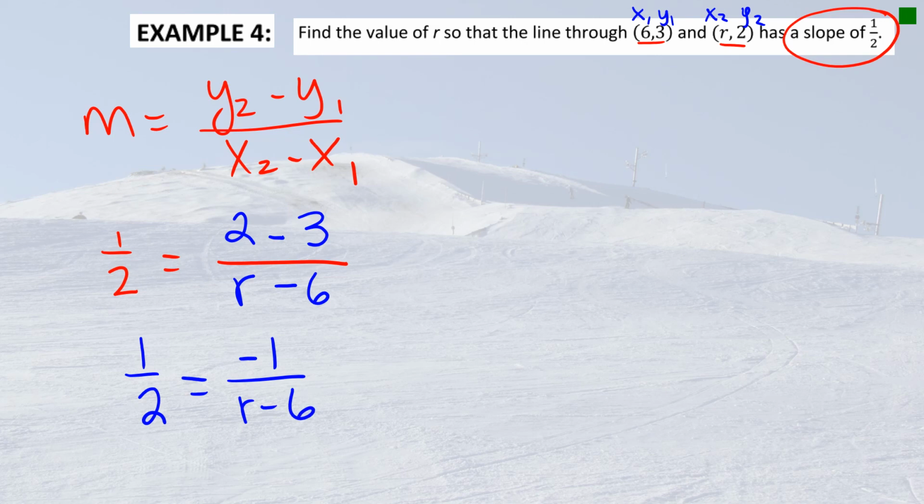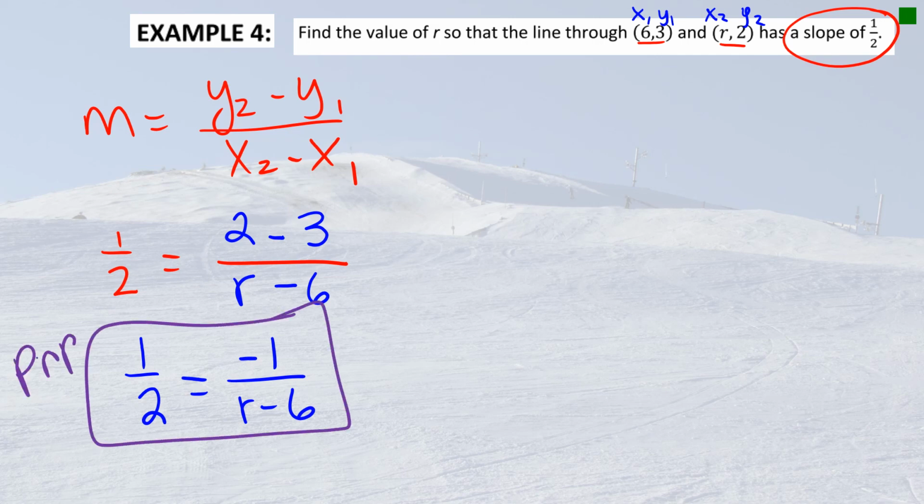Well, would you look at that? We have a proportion, don't we? We have a proportion. So what we do is we have to cross multiply and divide.